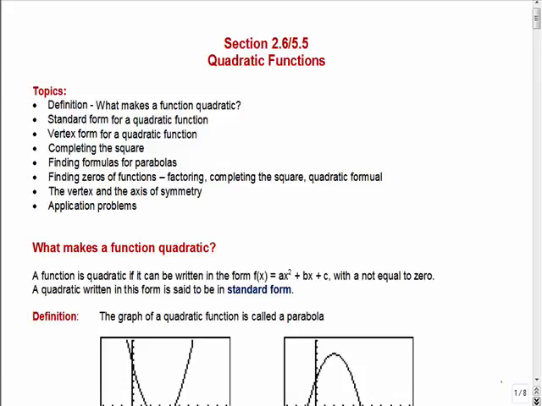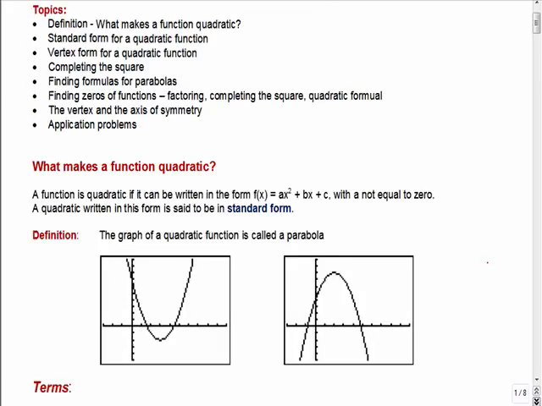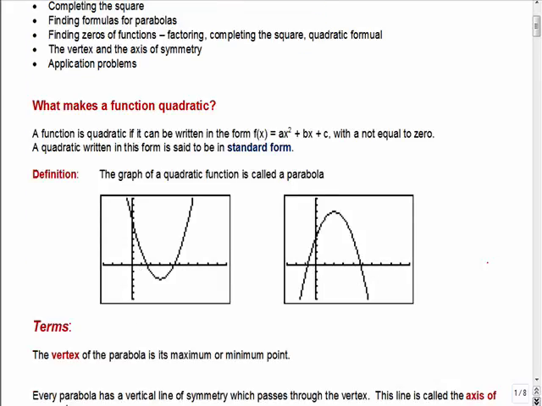So as we first start, let's look to see what makes a function quadratic. A function is quadratic if it can be written in the form f(x) = ax² + bx + c, with a not equal to 0. A quadratic written in this form is said to be in standard form.